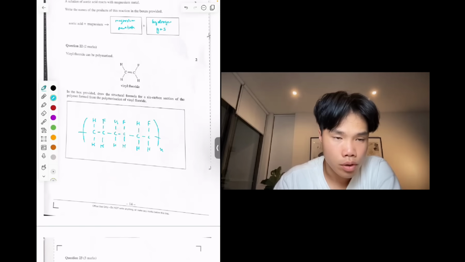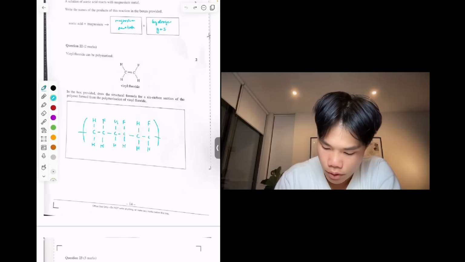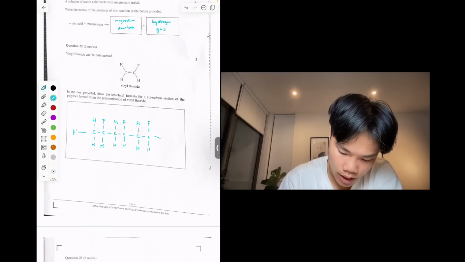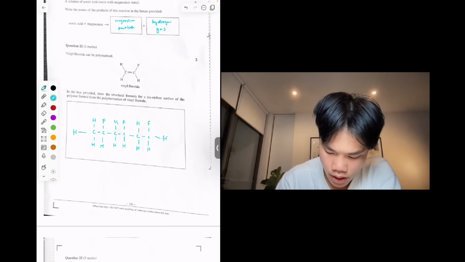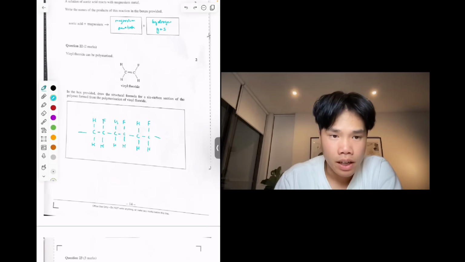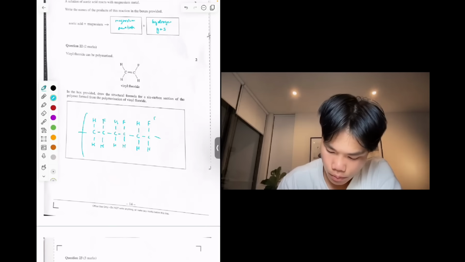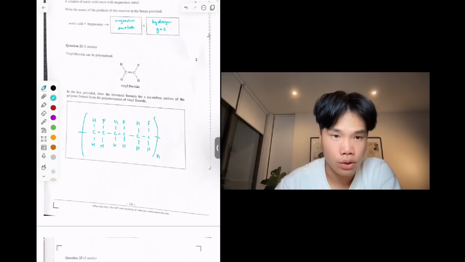I think this is probably the best, but I think there'd be flexibility if you, for example, put H's here. If they just wanted a 6-carbon section of the polymer, then maybe they might just want you to leave off the hydrogens as well. Hard to say entirely, but for me, I would put brackets like this and an N to show that this continues on.